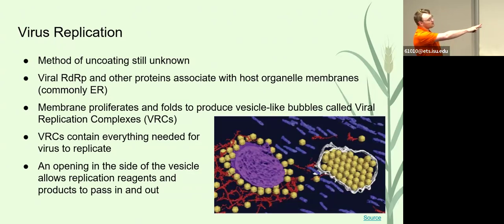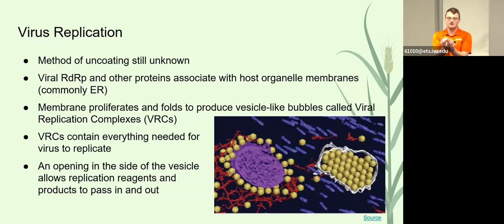Usually what you're used to here, the RNA dependent RNA polymerase comes in and binds to cellular membranes within the cell. It typically binds to the endoplasmic reticulum, but it can bind to any membrane within the cell. And then it folds the membrane out into a bubble called a viral replication complex.